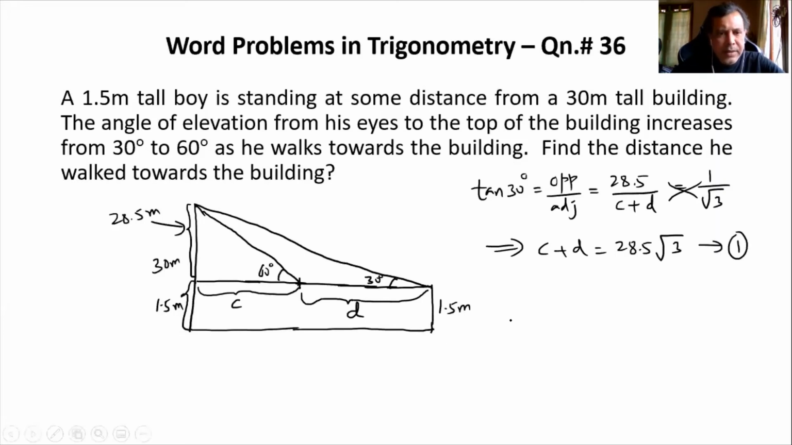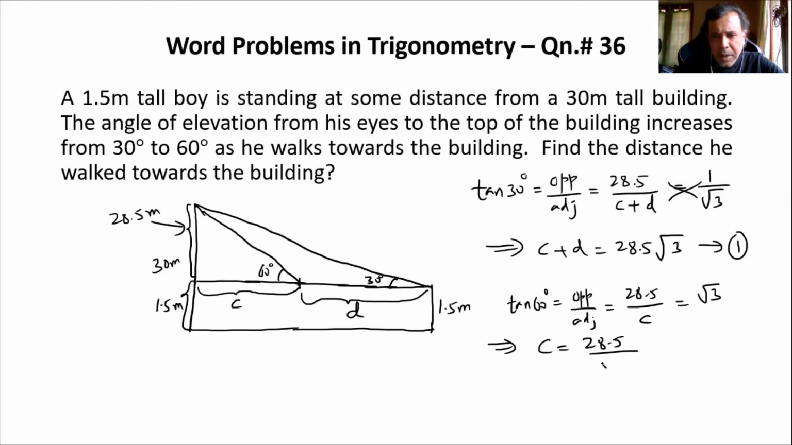Now, let's consider the 60 degrees. Again, we have opposite and adjacent. So tan 60 degrees is again opposite by adjacent. For that 60 degree angle, opposite is 28.5, adjacent is C. And what is tan 60? We know it is square root of 3. So that means C is equal to 28.5 divided by root 3. This I will call equation 2.